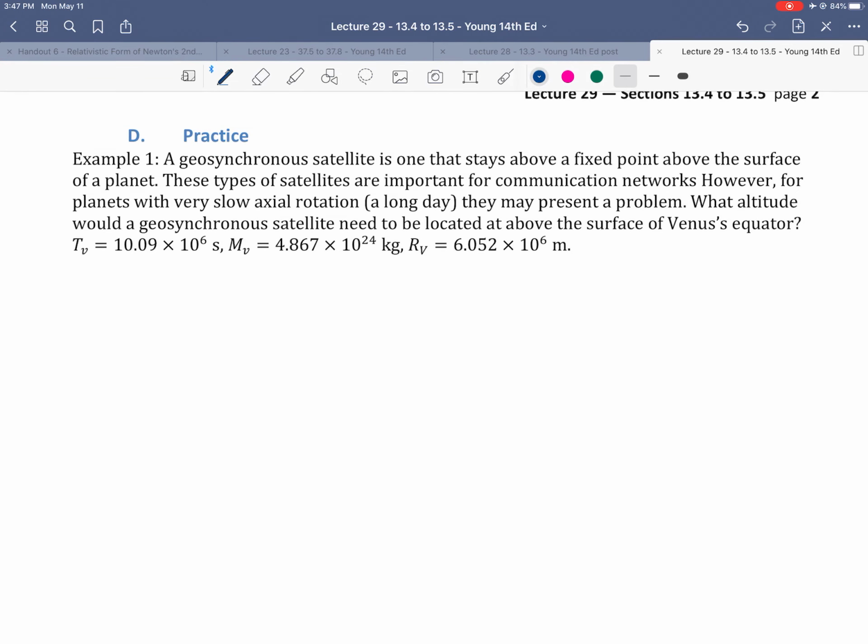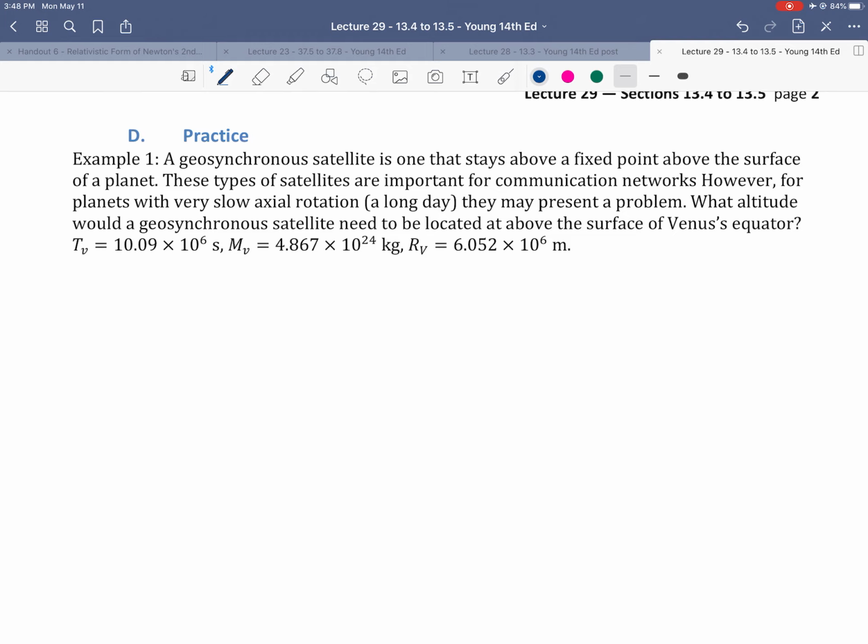All right. So a geosynchronous satellite is one that stays above a fixed point above the surface of a planet. These types of satellites are important for communication networks. However, for planets with very slow axial rotation, a long day, they may present a problem. What altitude would a geosynchronous satellite need to be located at above the surface of Venus's equator?